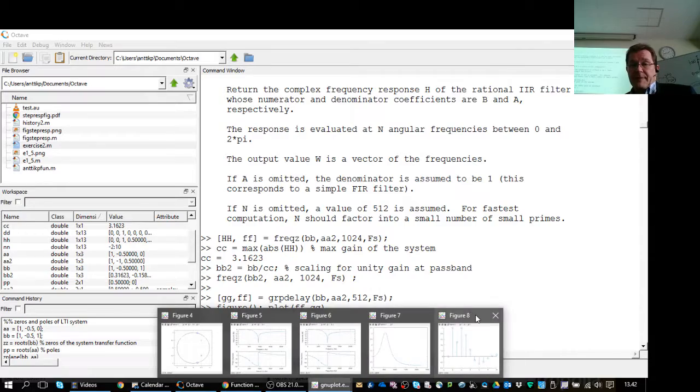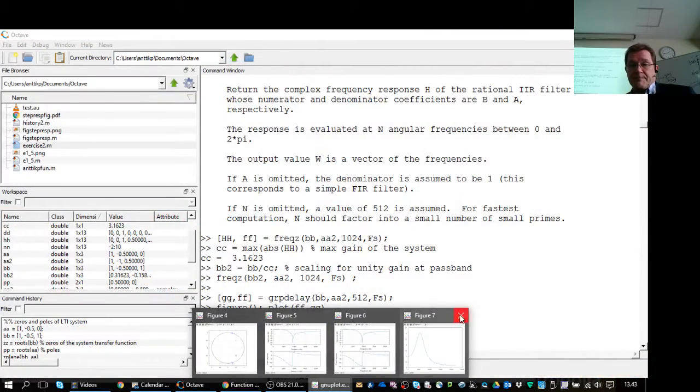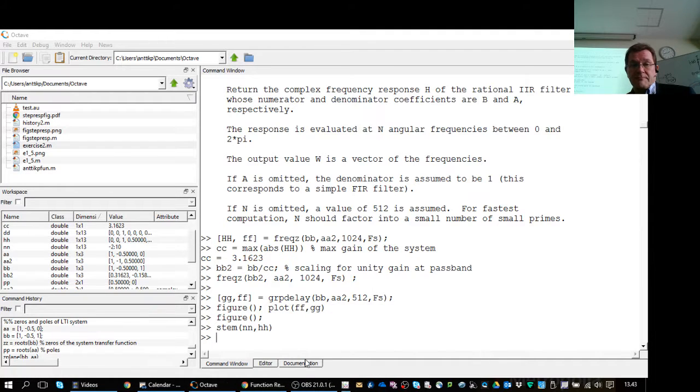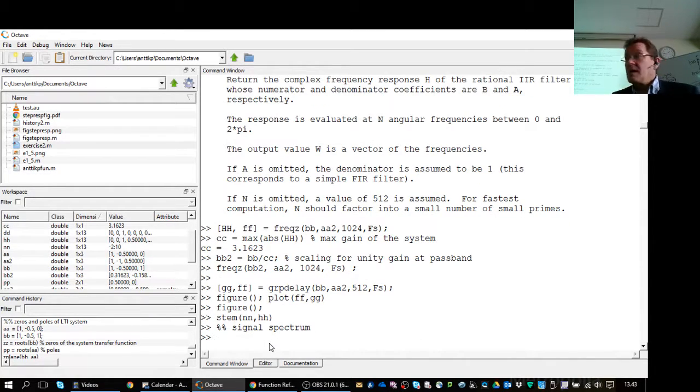All right. Next, how about the signal spectrum? There are two ways of calculating the chirp. One is the easy way, you just call the function chirp.